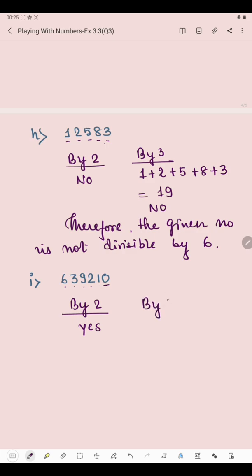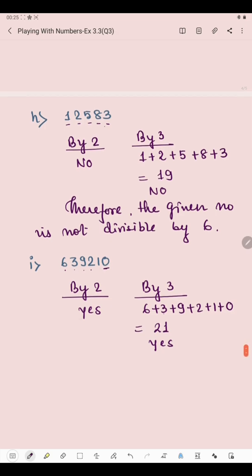Next, we'll check the divisibility by 3. So for this we need to find the sum of all the digits. So 6 plus 3 plus 9 plus 2 plus 1 plus 0. So 6 plus 3 is 9, 9 plus 9 is 18, 18 plus 2 is 20, 20 plus 1 is 21, 21 plus 0 is 21. Okay, and 21 comes in 3's table, so we can write yes.